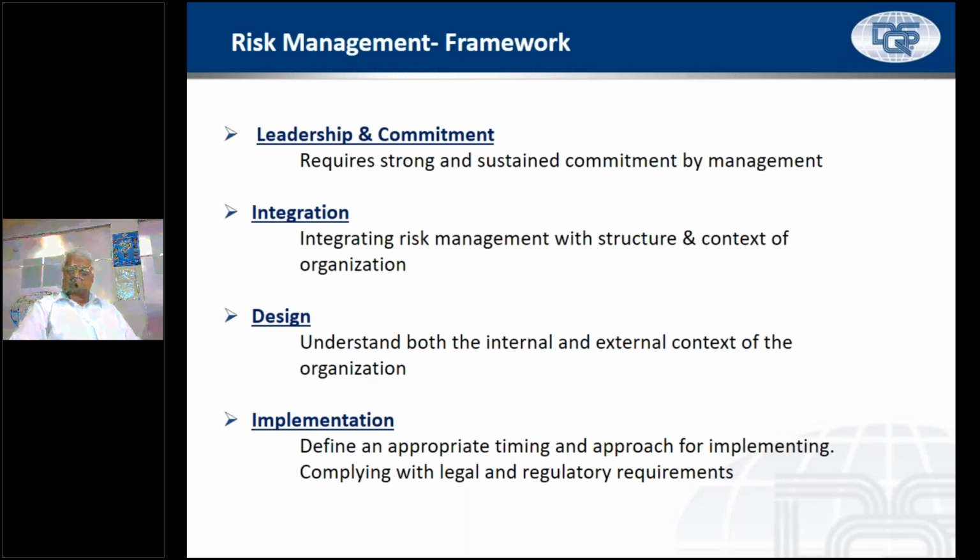Risk management or risk assessment cannot be a standalone process. It should be part and parcel of the management and of the business processes. It has to be designed in order to understand both the internal and external context of the organization. As we know, there are various internal and external contexts or issues related to an organization, which could also be a risk to an organization.